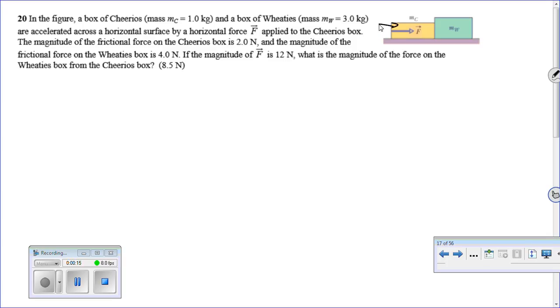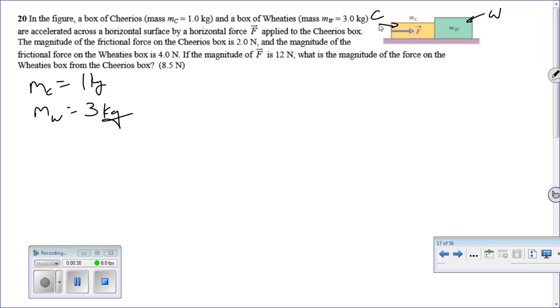And a box of Wheaties. So here's the Cheerios, here's the Wheaties, okay? And we're given the two masses. So the mass of the Cheerios is 1 kilogram. The mass of the Wheaties is 3 kilograms. And they are accelerated across a horizontal surface by a force F applied to the Cheerios box.